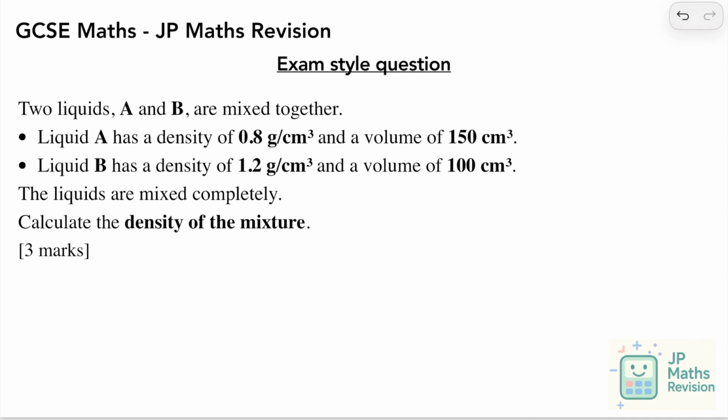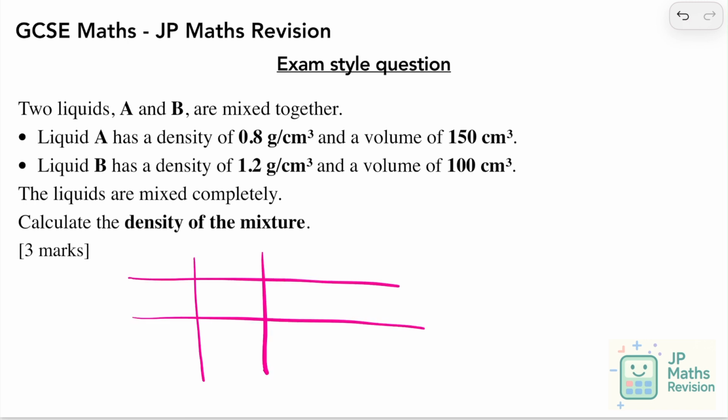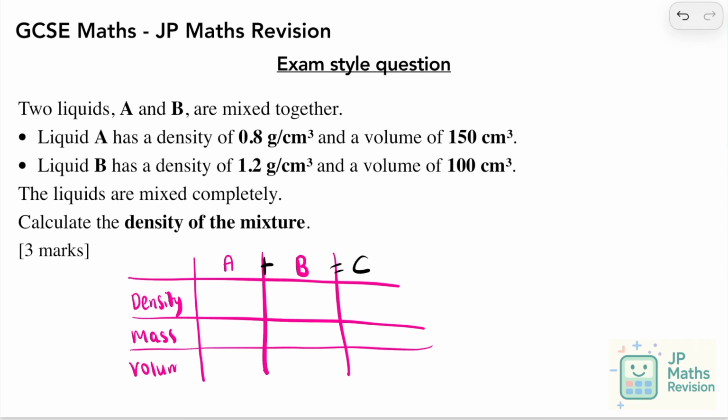So this is the scenario where two liquids are mixed together and we need to work out the density of the mixture. To do these questions, what we do is draw out a table. So we have a table with liquids A, B and C. A plus B makes C. So we need 3 rows for the density, the mass and the volume. So I'm going to put density, mass and volume.